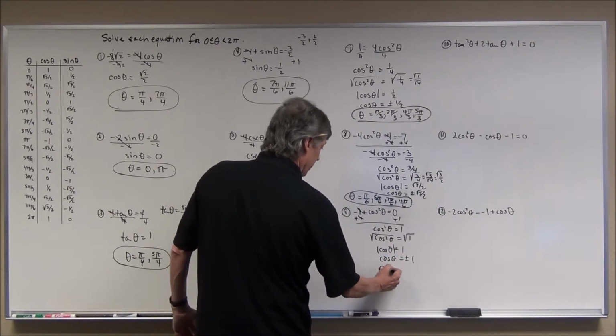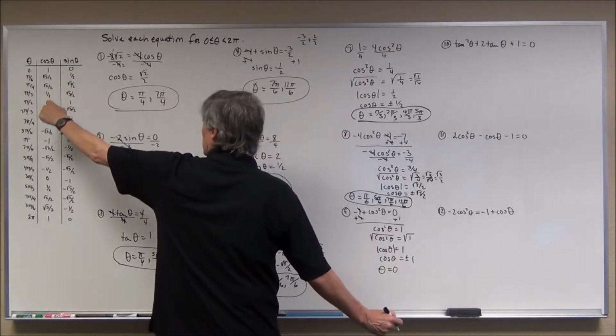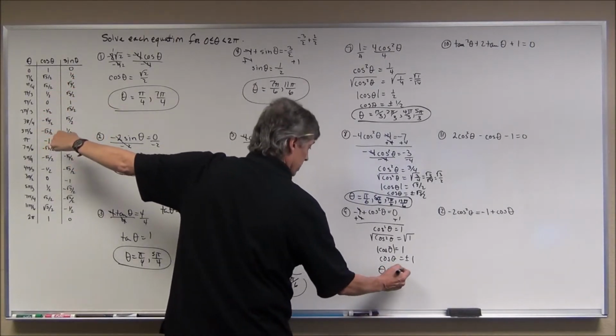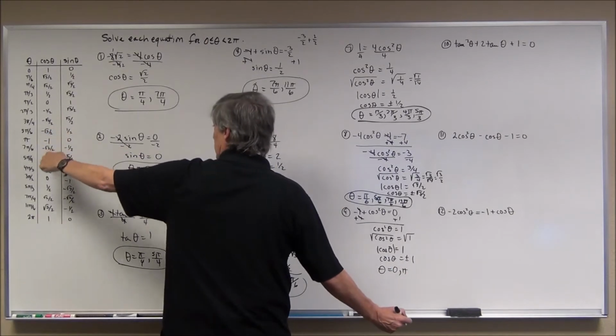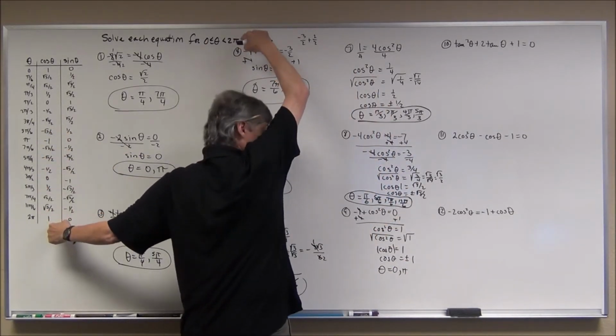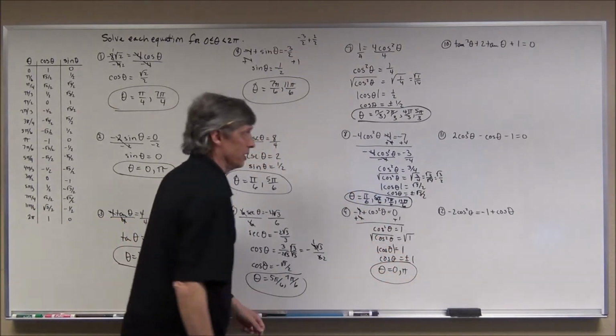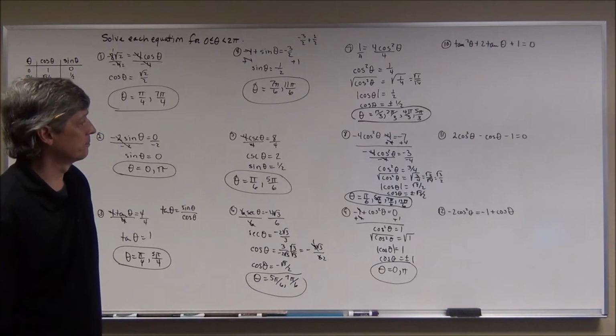So that means theta is equal to 1 at 0 radians, at pi radians, and back here at 2 pi, but remember 2 pi is not part of your replacement set here, so it's just these two answers. If you put a 2 pi down, you probably take off at least 1 point.